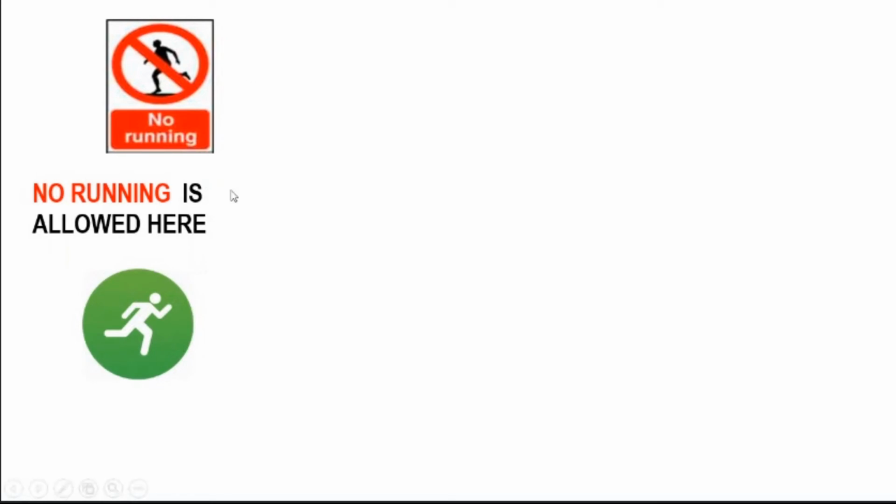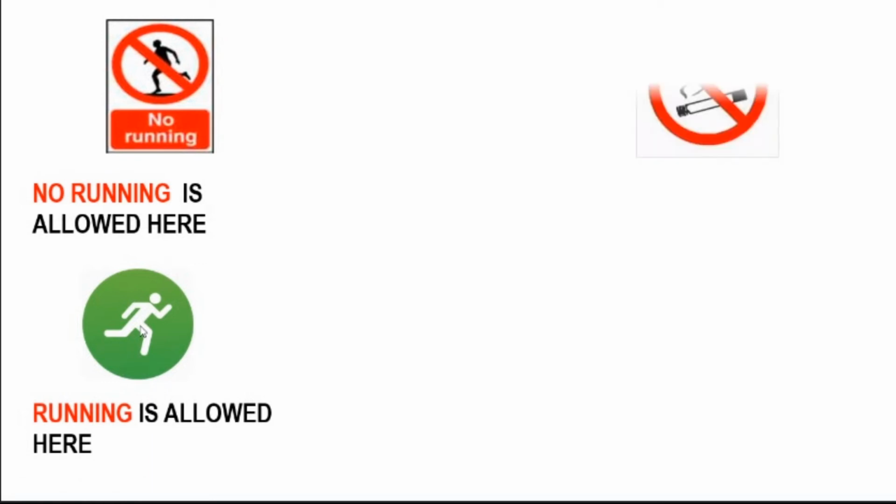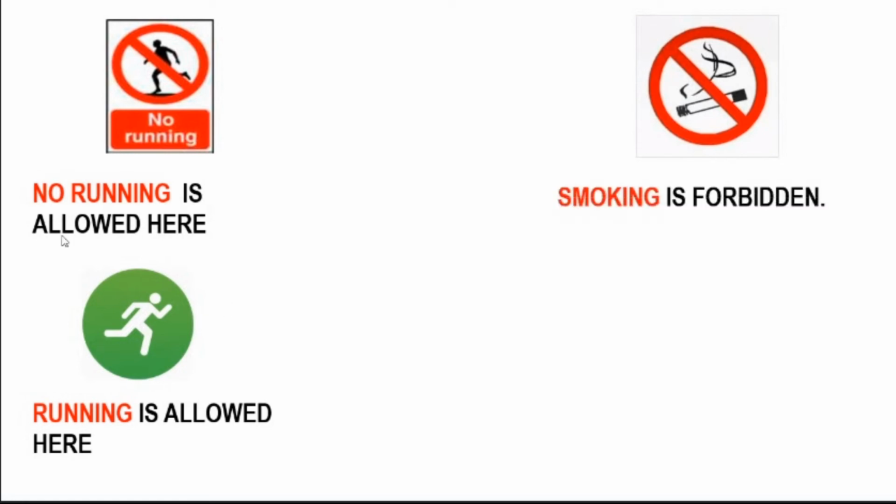Okay, now, this is prohibition, this is permission. What would be the permission? Running is allowed or is permitted here. Same here, as I was telling. Smoking is forbidden. Excuse me, what does forbidden mean? Prohibido. Forbidden is a synonym of prohibited.